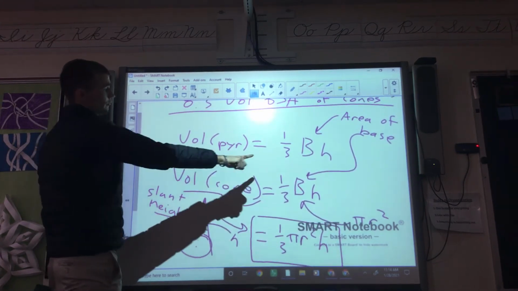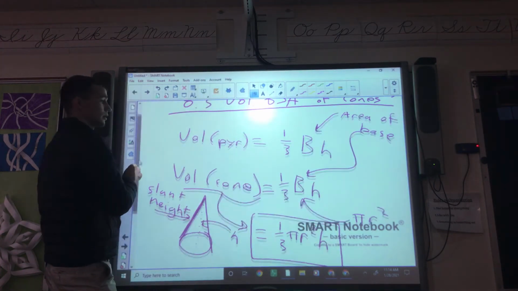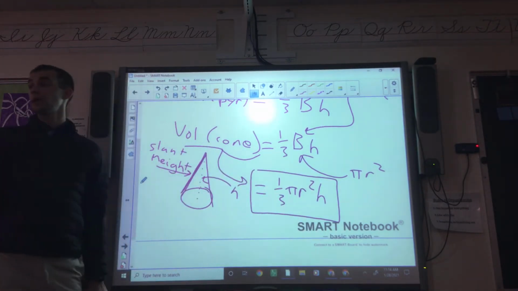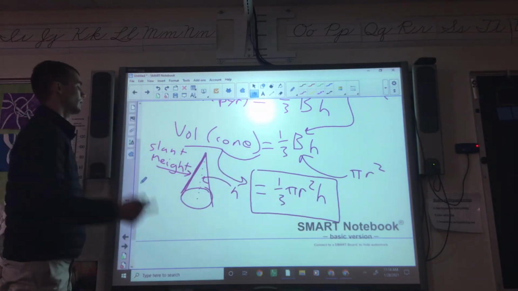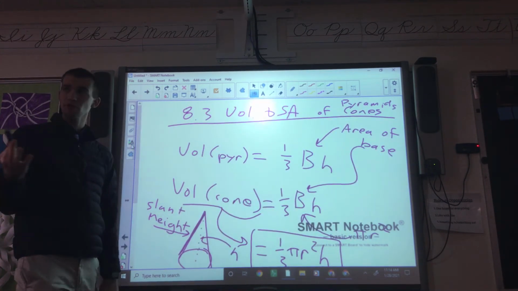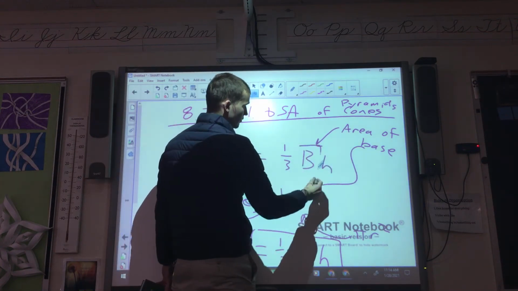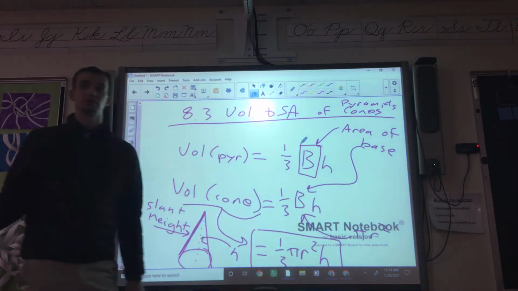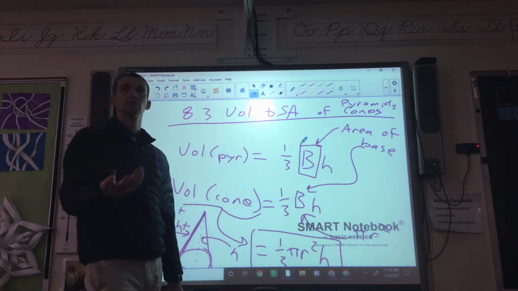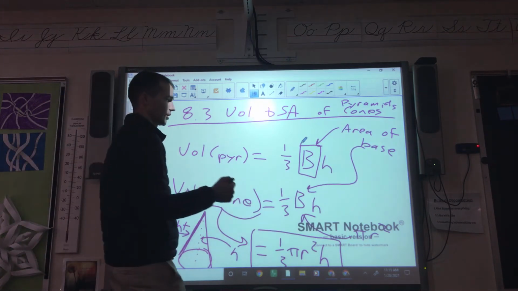For the volume of a pyramid, 1/3 big B H, I'm not going to write in a more specific thing here, because it's going to depend on whether it's a square base or a triangular base. But either way, keep in mind this big B is the area of whatever the base is. The area of a triangle is base times height divided by 2. The area of a square is base times height.